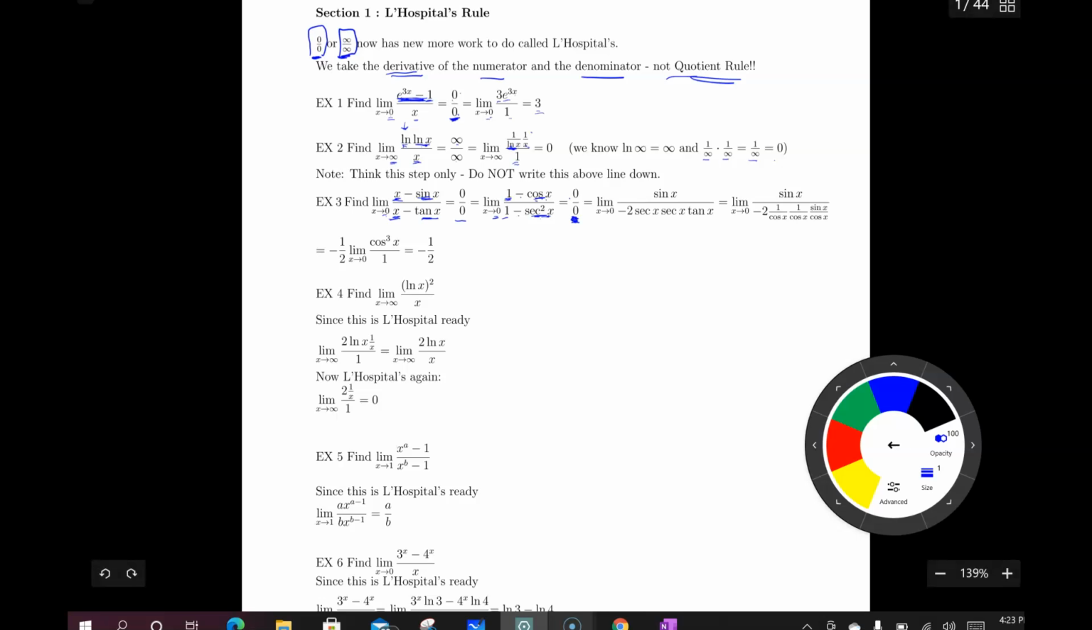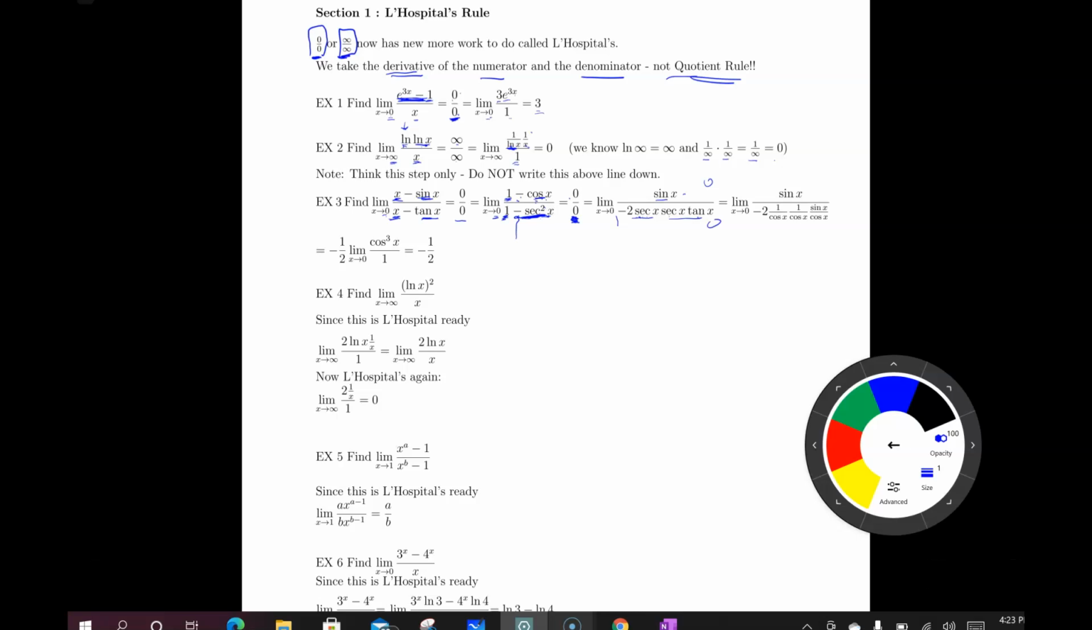All right, derivative of 1 is 0. Derivative of negative cosine is positive sine. Derivative of 1 is 0. Now to take the derivative of secant squared, that is chain rule. So I carry the negative along, bring the 2 down, secant of x to the 1 power, then I multiply by the derivative of secant, which is secant tangent. All right, so if I plug in x equals 0, I get 0. Secant of 0 is 1, and tangent is 0. So I end up getting 0 over 0 again.